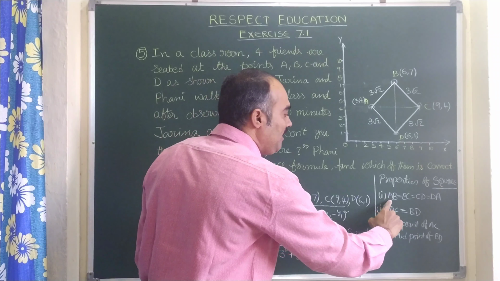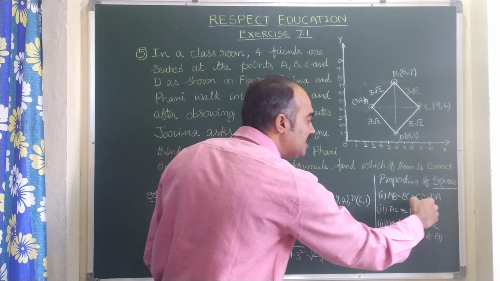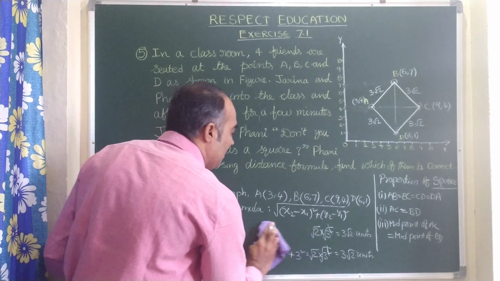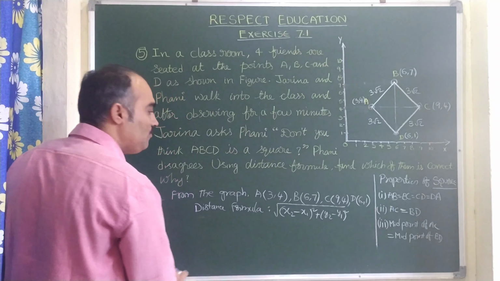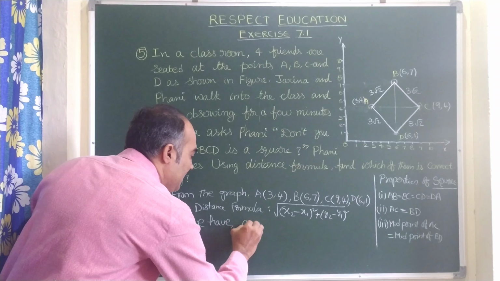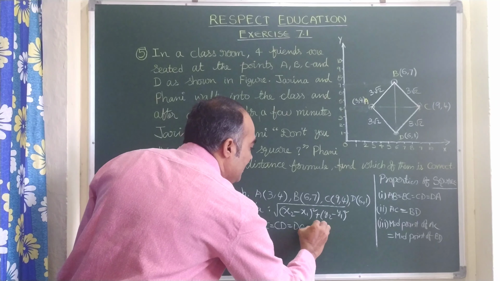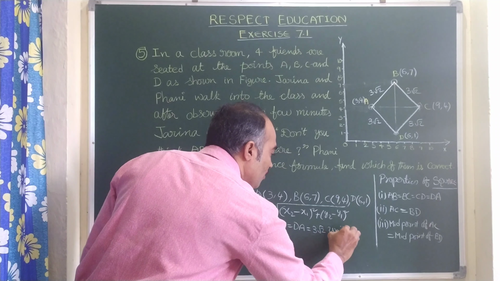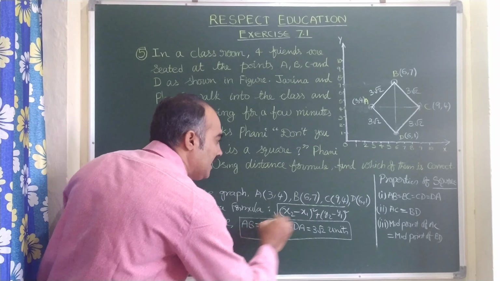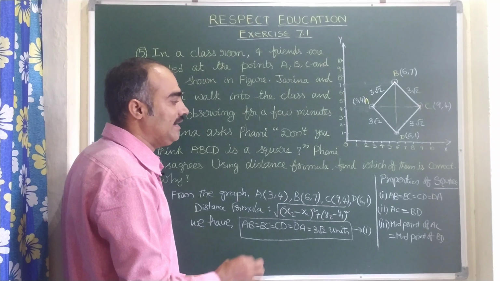Here you observe AB 3 root 2, BC 3 root 2, CD 3 root 2, DA 3 root 2. So here the first condition gets satisfied. We can write that AB, BC, CD, DA, all the four are equal. So we have AB is equal to BC is equal to CD is equal to DA. Each value is equal to 3 root 2 units. Let us take this condition as the first one. So the first property gets satisfied.